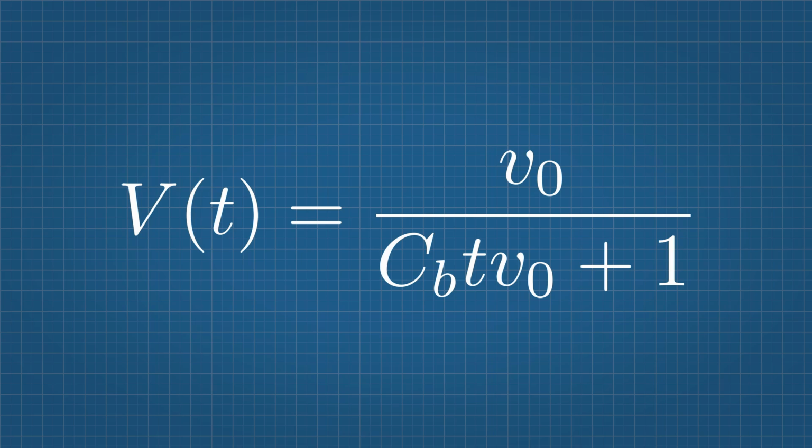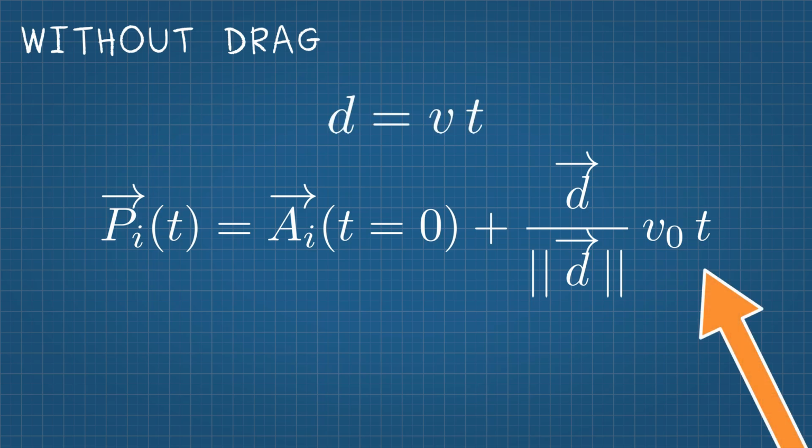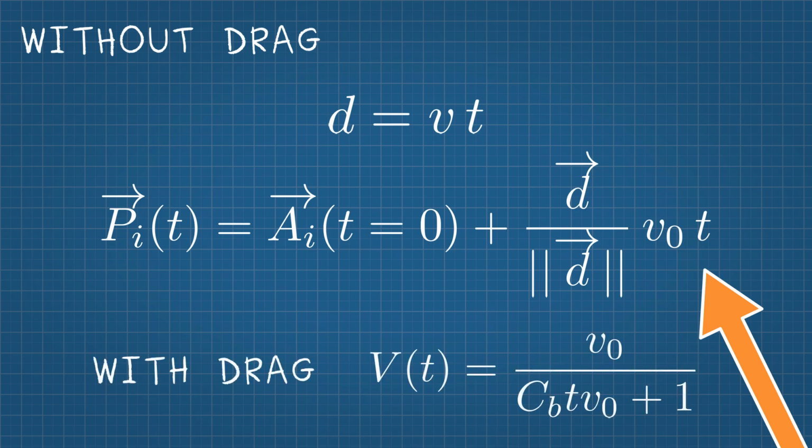How does it help us, you ask? Be patient, I'm getting there. Remember that in the algorithm that we derived earlier, we need to compute the position of the projectile at any given time. In the previous case, the velocity was constant, so computing the position was trivial. Distance was equal to velocity times the time.